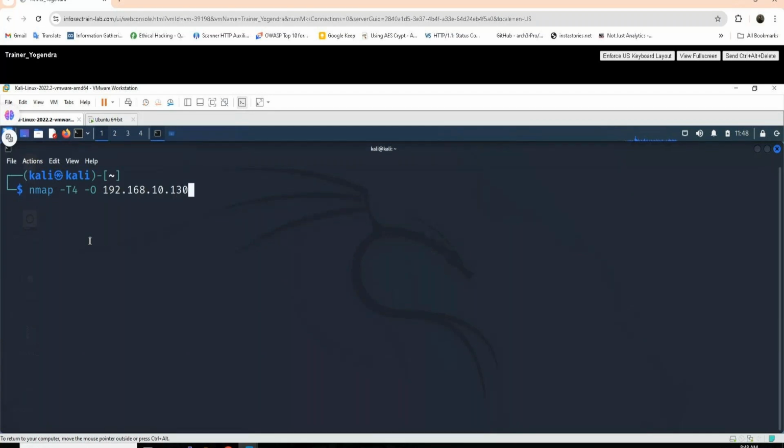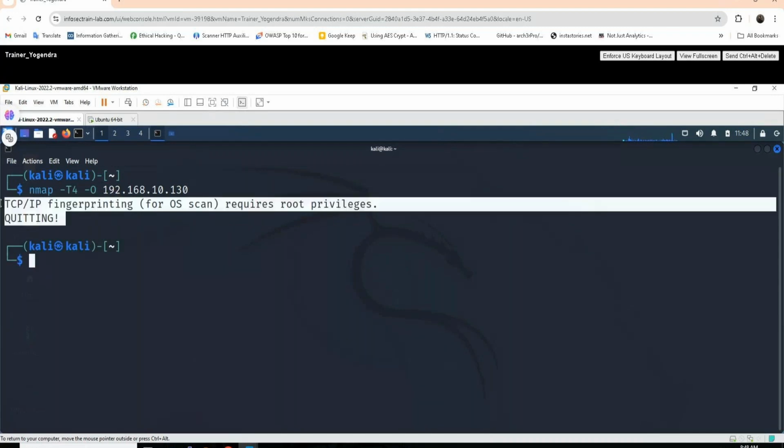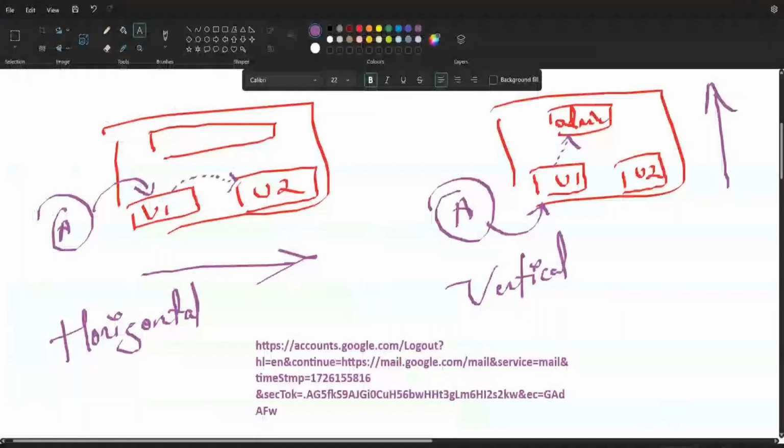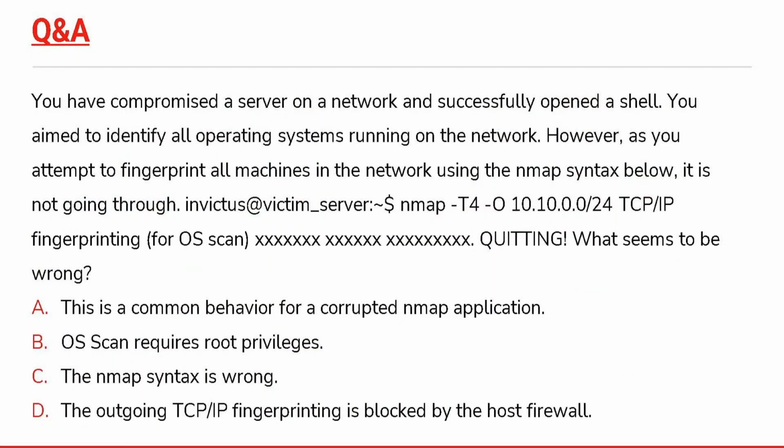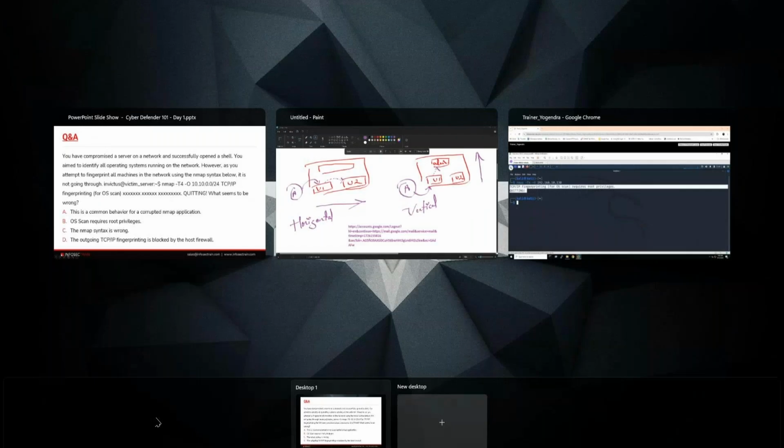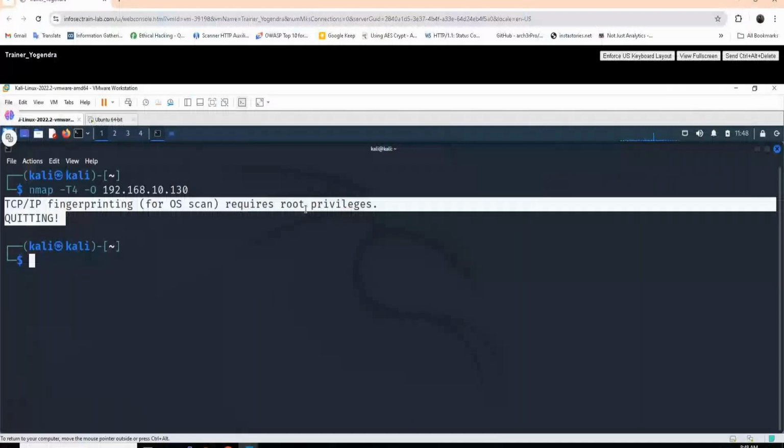Will be hitting enter. See, are we finding something similar? TCP/IP fingerprinting for operating system quitting, right? That is what we are finding over there.